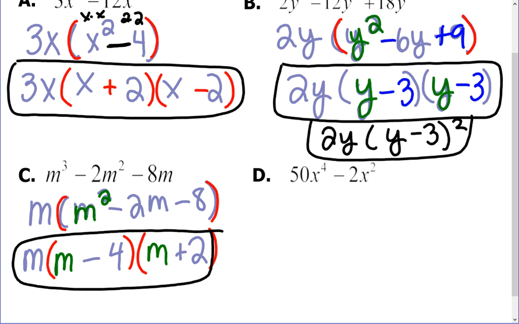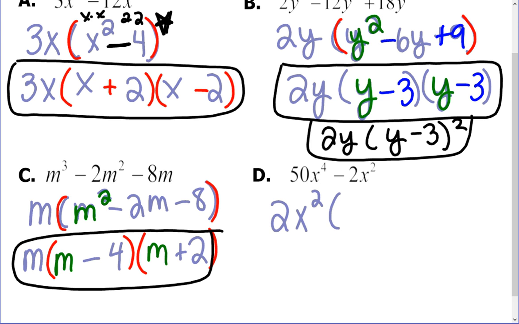Like I said, the one that students usually miss is the difference of two perfect squares. So that's an important one. And we're about to do another one here. So 50 and 2, so my GCF is 2, and then I can pull out 2 of those x's, so x squared.